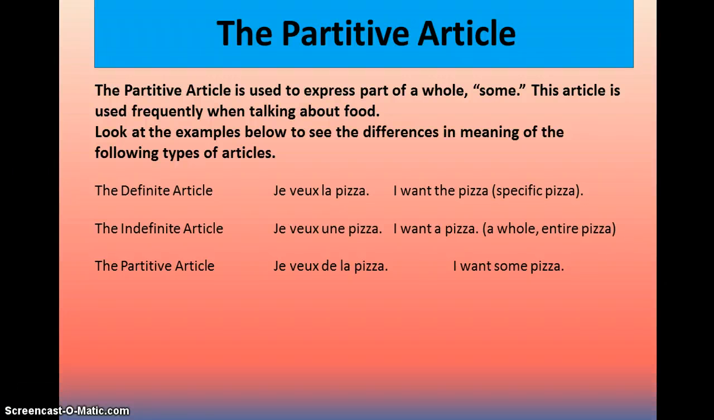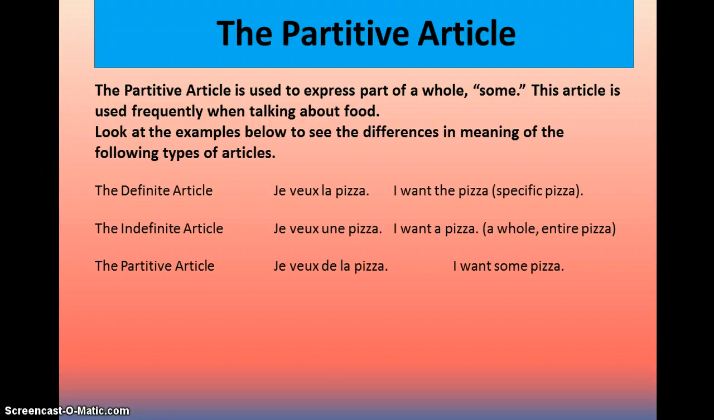Okay, the next part of grammar that we're going to cover in this unit is the partitive article. The reason we cover the partitive article in this unit is because whenever you talk about food, you use the partitive article very frequently. Okay? And it's used to express part of a whole, or some. Look at the examples below to see the differences in meaning of the following types of articles. So you've already seen definite articles, indefinite articles, and now we're learning partitive articles.